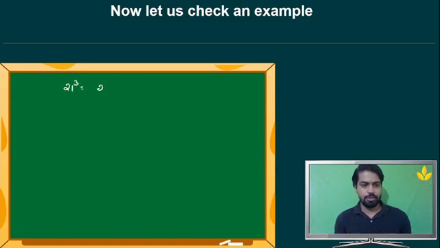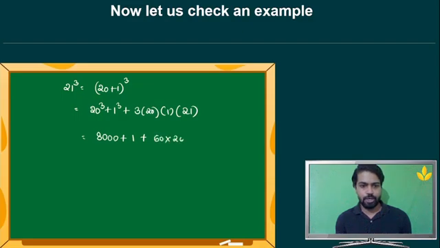21 whole cube is going to be 20 plus 1 whole cube. We need to recall the multiplication techniques as well here. 20 cube plus 1 cube plus 3 into 20 into 1 into 20 plus 1, which is 21; you can keep it as 21 itself. What is 20 cube? 20 cube is 8000, we know it. And 1 cube is 1. 3 into 20 is 60. I have to multiply 60 into 21.